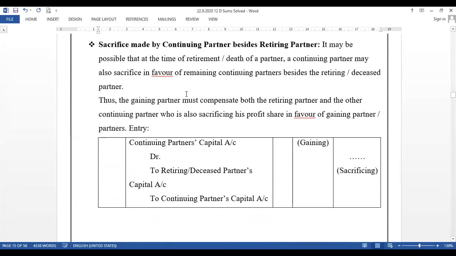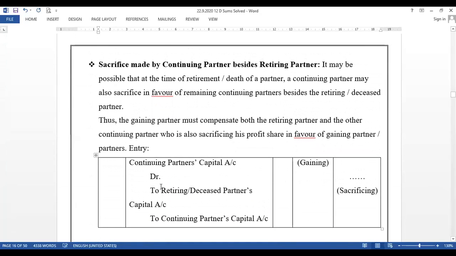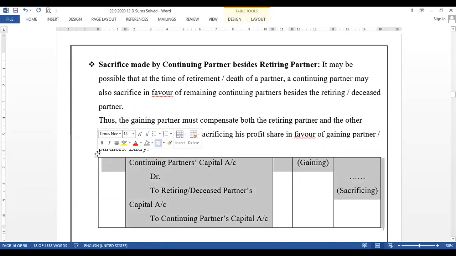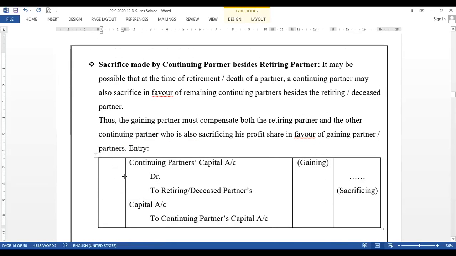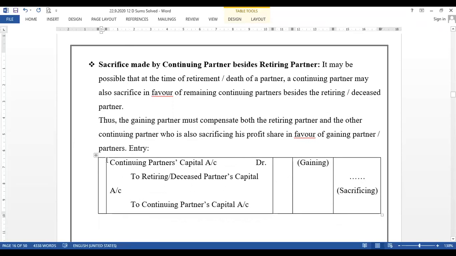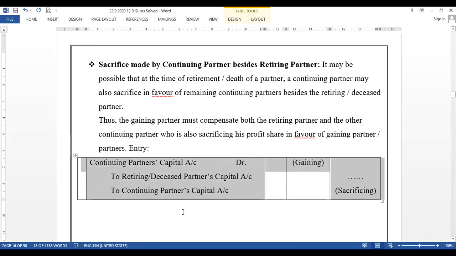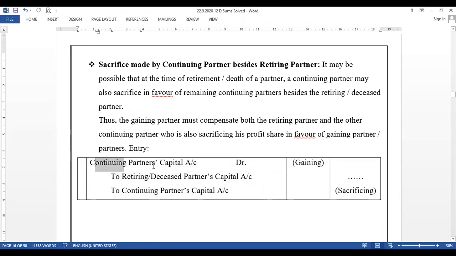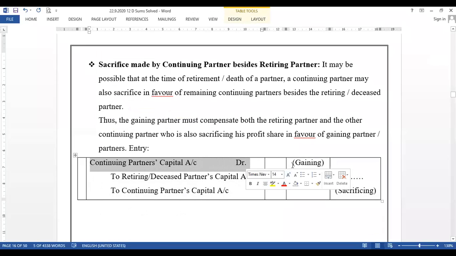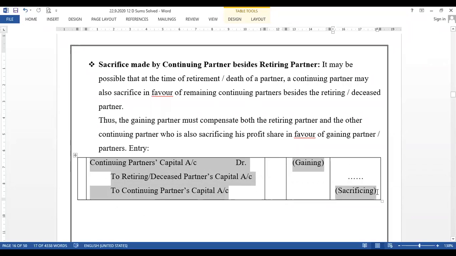Next, sacrifice made by continuing partner besides the retiring partner. So this is also known to us. Somewhere we know gaining to sacrificing is the entry that we need to pass. So if any of the existing partners also sacrifices, in that case, he should also be compensated. So the gaining partner, whosoever the gaining partner is, will be debited, and then the retiring partner, the deceased partner, or the continuing partner who has sacrificed also needs to be credited.